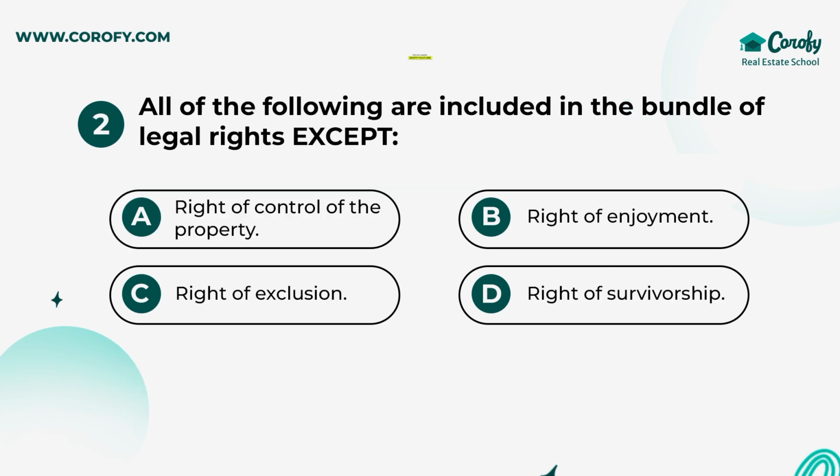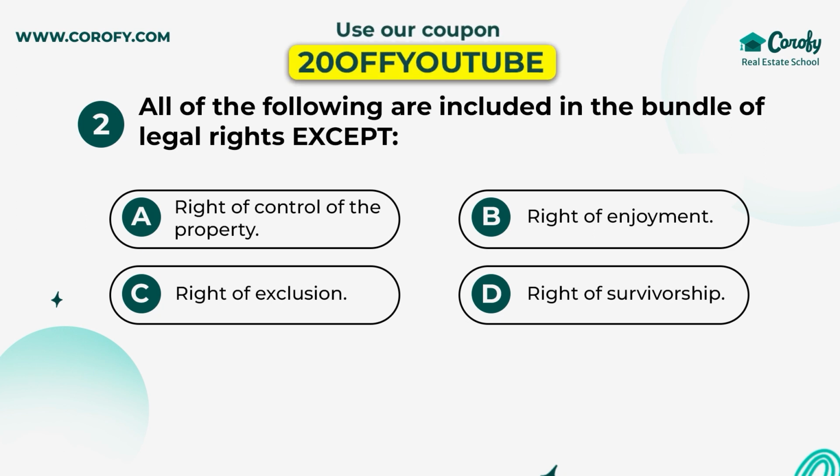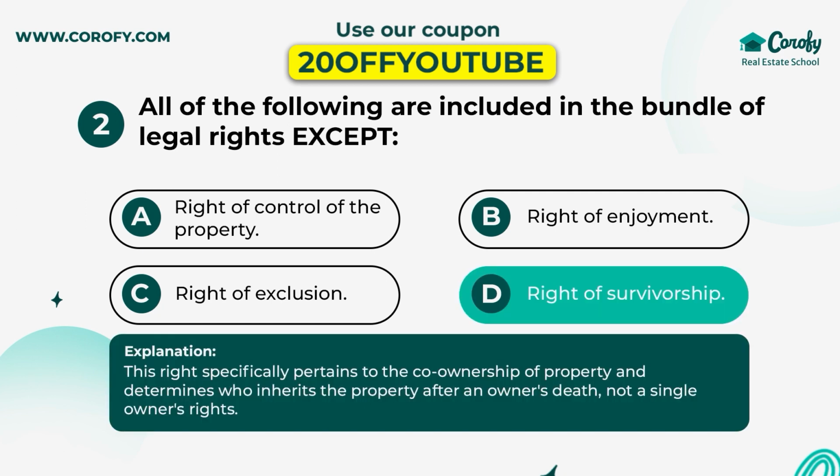Question 2. All of the following are included in the bundle of legal rights, except A. Right of control of the property, B. Right of enjoyment, C. Right of exclusion, D. Right of survivorship. The correct answer is D. Right of survivorship. This right specifically pertains to the co-ownership of property and determines who inherits the property after an owner's death, not a single owner's rights.